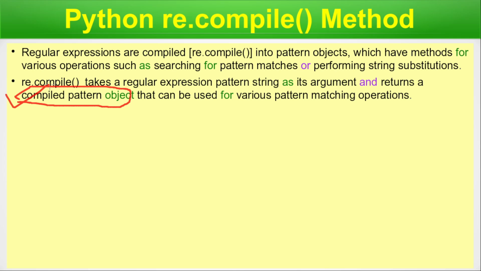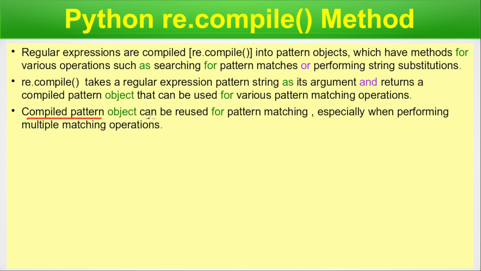As we have talked about the regular expression in the last episode, it is a feature of POSIX. By connecting to POSIX, the compilation will be completed, and that compiled regular expression will be ready to use not only a single time, but multiple times in the Python code. A compiled pattern object can be reused for pattern matching, especially when performing multiple matching operations. That is just what I have said.